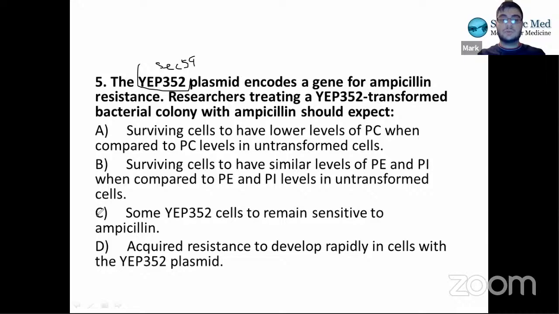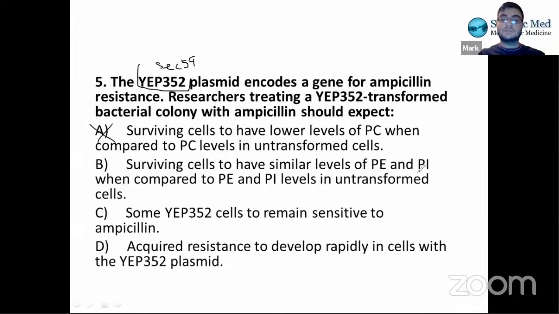Okay, now let's look at the answer choices one by one. Surviving cells have lower levels of PC compared to PC levels in untransformed cells. What did we say about Sec59 overexpression and amount of phospholipids? It doesn't change it, right? We covered that in an earlier question, actually, and that's one of the reasons why I said pay attention to the other questions as well. When you're answering a question, think about the questions you already did. So we already know that Sec59 overexpression doesn't lead to decreased or increased levels of phospholipid expression, right? Stays the same as if it was normal, right? So we don't expect the surviving cells to really have any difference in terms of phospholipid amounts compared to normal cells, right? So A would not be right.